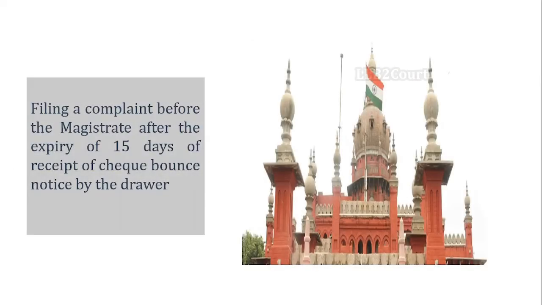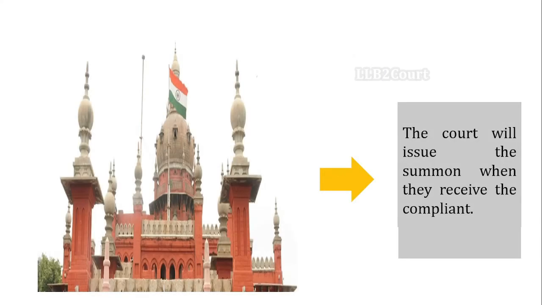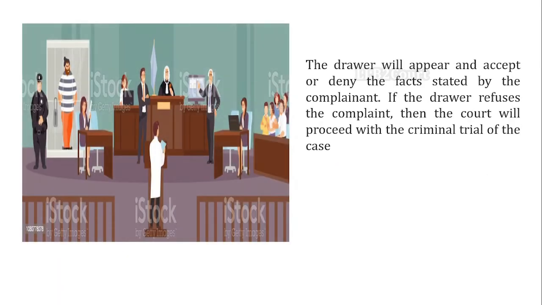The payee shall file a complaint before the judicial magistrate under Section 138 of the Negotiable Instruments Act after the expiry of 15 days of the check bounce notice if the drawer fails to pay the amount. After receiving a complaint from the payee, the court will issue the summons to the drawer to appear before the court. The first step is the appearance of the accused before the court, and he may accept or deny the facts stated by the complainant.